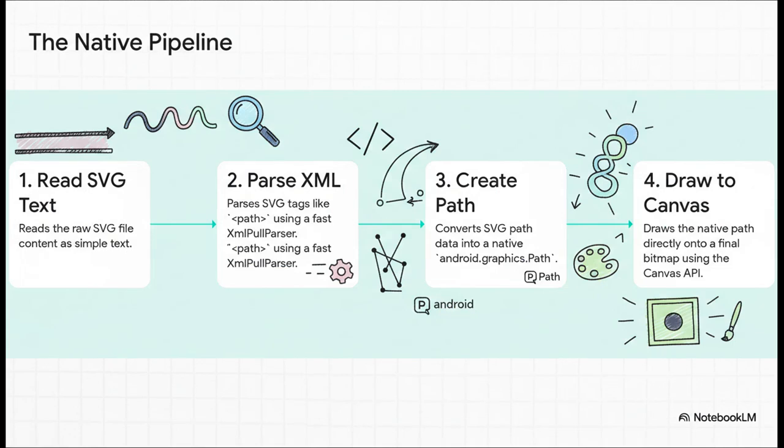So here's how that whole process breaks down into 4 main steps. First, it just reads your SVG file as plain text. Second, it uses a really fast XML parser to go through all the tags, like a path tag, and its drawing instructions. Third, and this is the really clever bit, it translates those SVG instructions into a native path object that the Android system understands perfectly. And finally, it uses the native canvas to draw that path onto the screen. It's just a beautiful, efficient pipeline from start to finish.